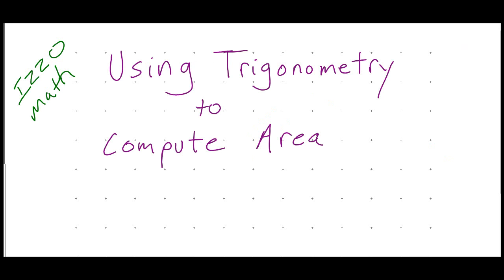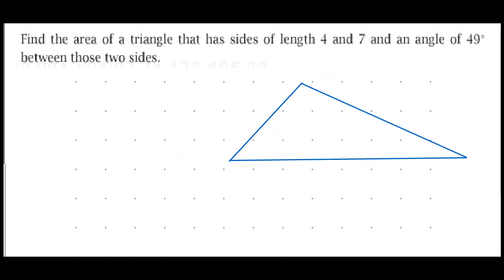Today we're going to be talking about how we can use trigonometry to compute areas of various regions. The first one we're going to talk about is a triangle. Here's an example that Professor Axler left us with: find the area of a triangle that has side lengths of 4 and 7 with an angle of 49 degrees between the two sides. We need to find the area of this triangle.